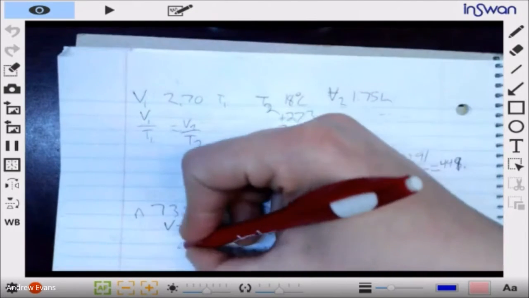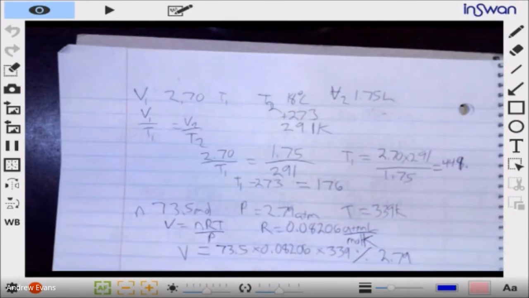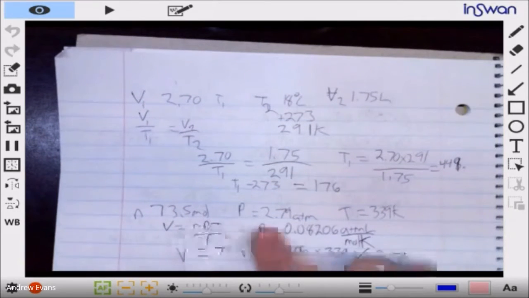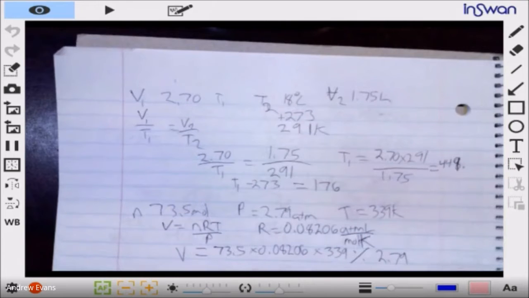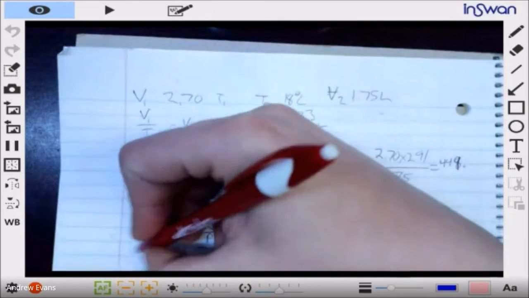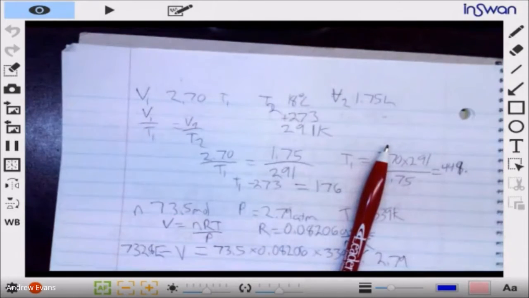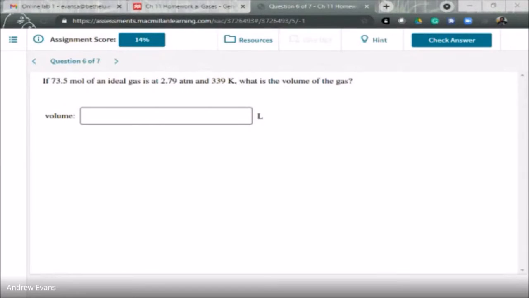So I recognize I'm given moles, pressure, temperature, and asked for volume. I know it's an ideal gas equation. I've isolated the volume, and I've identified my three variables and one constant. So in this case, my answer would be 732.8 liters. A huge volume, mind you, but it is a large amount of gas held at a pretty high temperature.